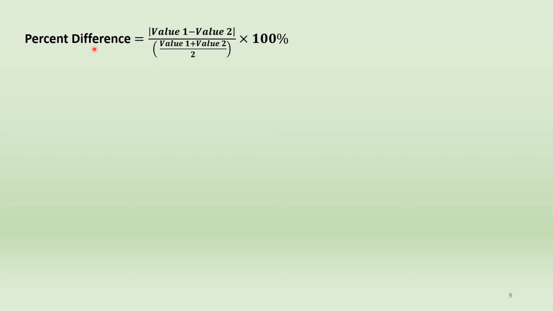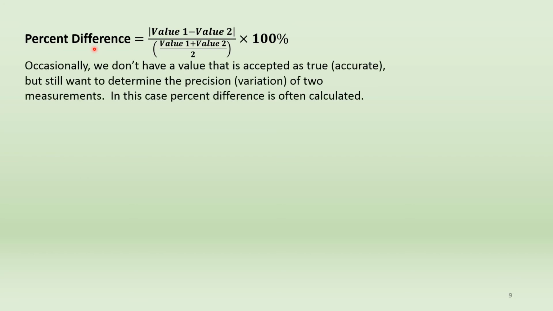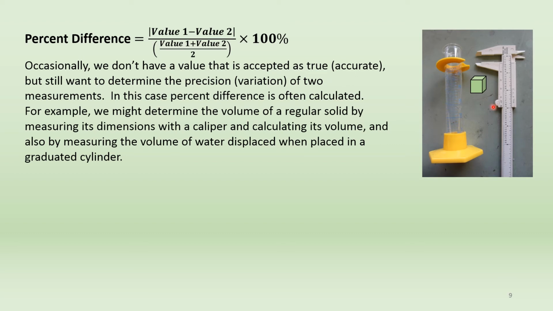Let's consider percent difference. Occasionally, we don't have a value that's accepted as true or accurate, but we still want to determine the precision or the variation of two measurements. In this case, percent difference is often calculated. Say you had a cube and you wanted to measure its volume. You could do it with a caliper and measure the dimensions, or you could do it by displacing a liquid, say water, in a graduated cylinder. We'll give it some measurements.